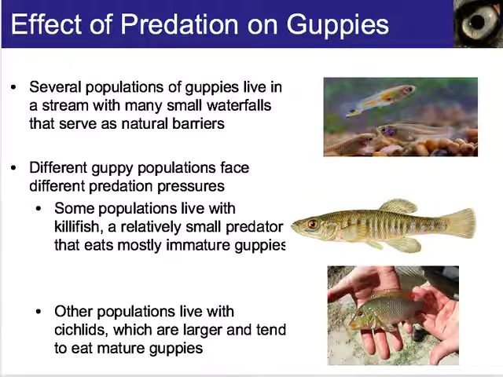Several populations of guppies live in a stream with many small waterfalls that serve as natural barriers. They can't get past the waterfalls. Different guppy populations face different predation pressures. Some populations live with killifish, a relatively small predator that eats mostly immature guppies. And here's a picture of a killifish. Other populations live with cichlids, which are larger and tend to eat mature guppies, which you can see right here.